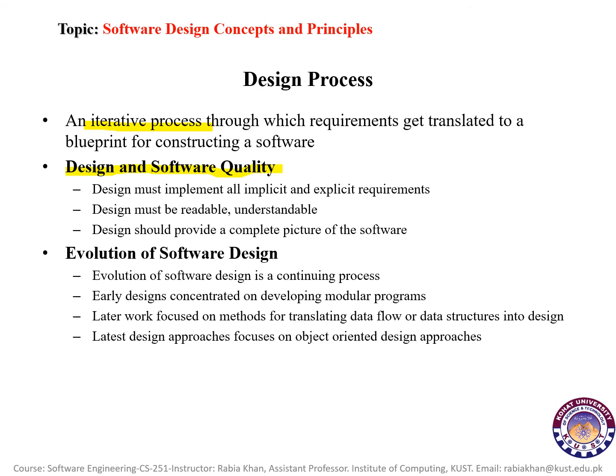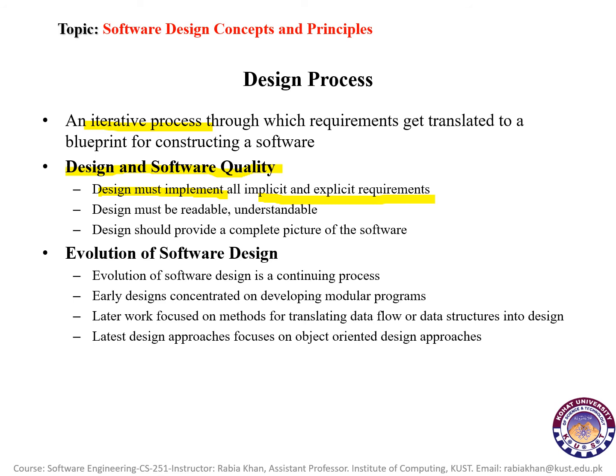Here I am referring to 3 golden rules for designing a software that will have good quality. So quality related principles for having a good software design are mentioned here. The first rule for quality design says the design must implement all the explicit and implicit requirements contained in the analysis model.